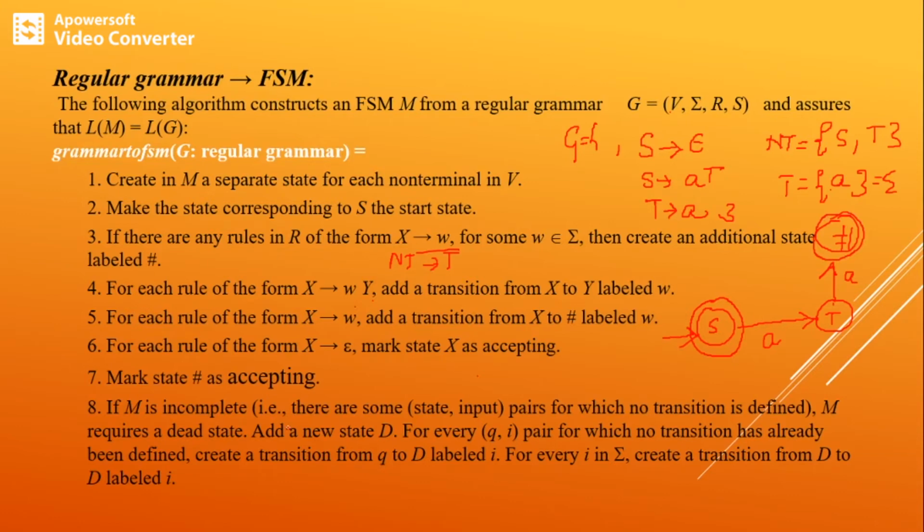If M is incomplete, that means if there is no transition for certain states, then what you have to do? You can add an additional state called the dead state and show the transition to the dead state also. Something like this. I will explain, but we are not following the 8 steps in our examples. Okay, but I will tell you how the 8 steps actually need to be done. That means you have to add a transition for D, creating one new state called D.